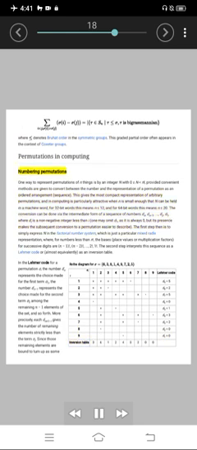Numbering permutations. One way to represent permutations of n things is by an integer N with 0 ≤ N < n!, provided convenient methods are given to convert between the number and the representation of a permutation as an ordered arrangement sequence. This gives the most compact representation of arbitrary permutations, and in computing is particularly attractive when n is small enough that n! can be held in a machine word. For 32-bit words this means n ≤ 12, and for 64-bit words this means n ≤ 20.